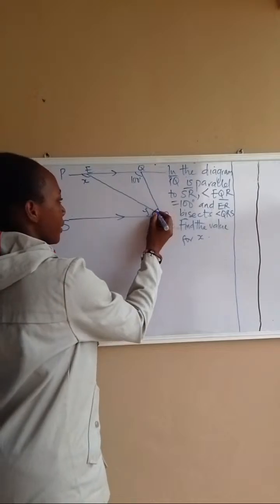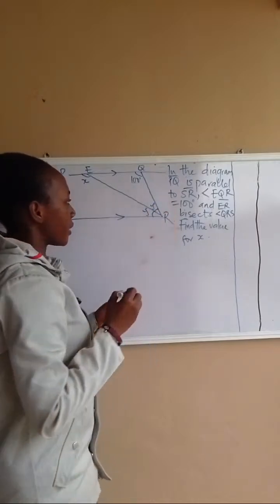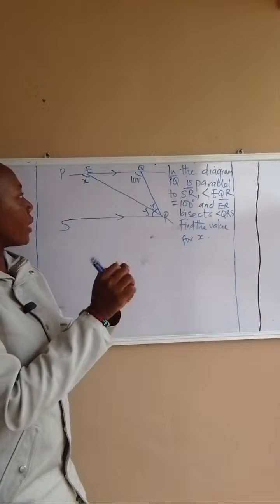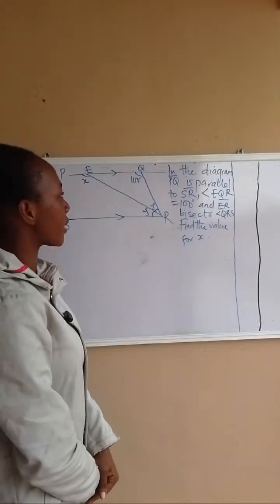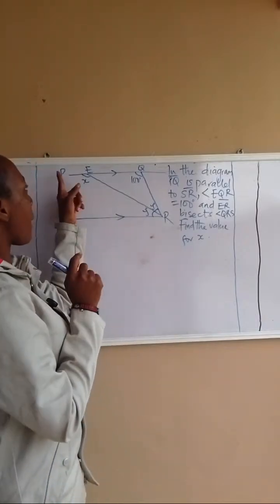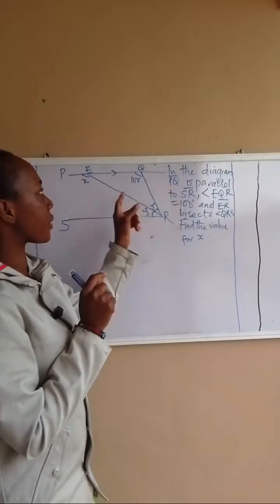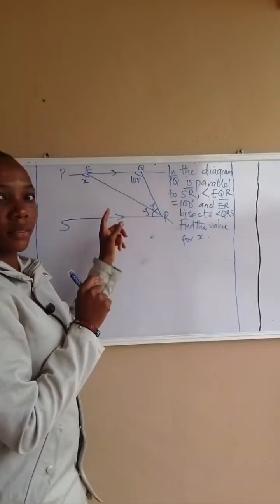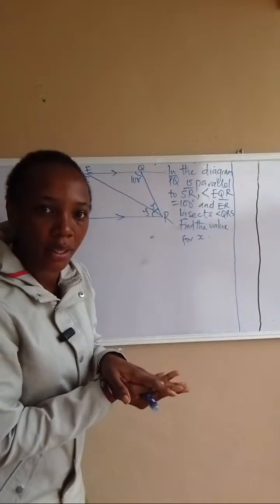Okay, I think there's an angle here, there's an angle there. So the question says in the diagram, line PQ is parallel. They don't meet. That's parallel.